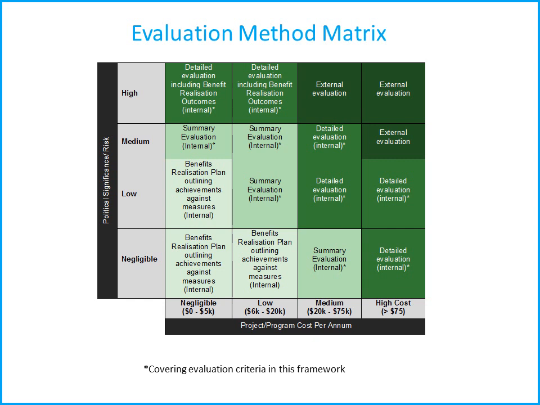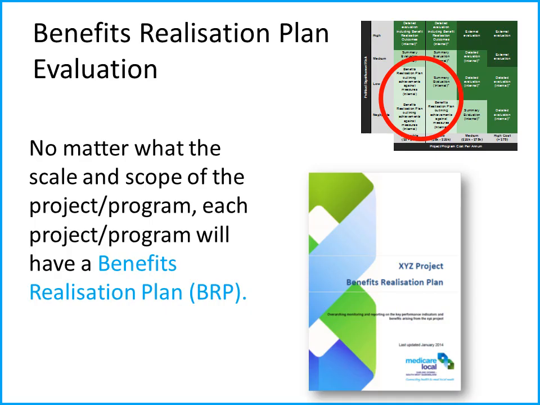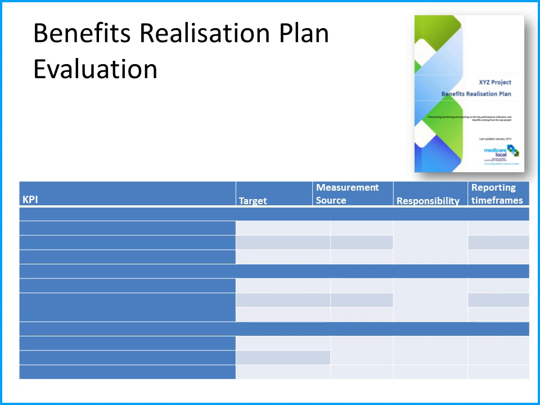The final type of evaluation that can be done is the benefits realisation plan. This is required for all projects, but for low cost, low risk projects, this is the only form of evaluation that's required. And this is reporting against the items in your benefits realisation plan. So for the benefits realisation plan evaluation, no matter what the scale and scope of the project, you will need to do this. It can simply be a high-level summary of your key performance indicators, your target, how you're going to measure it, who's responsible, and your reporting timeframes.